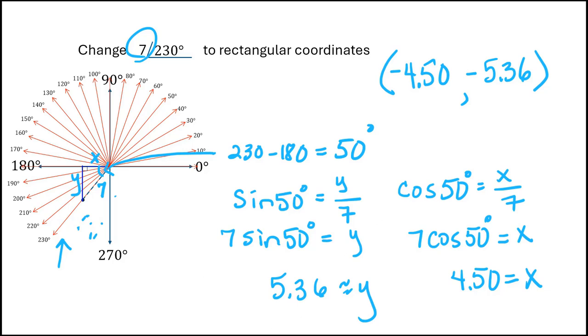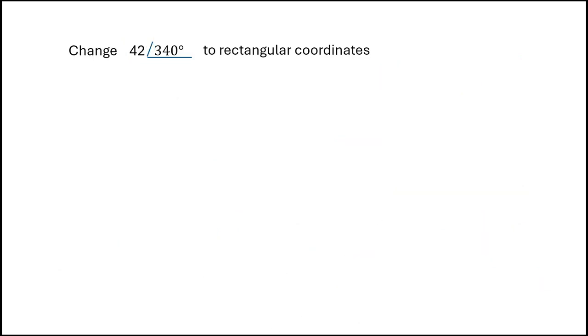So let's try another one. This one, we're going to change 42, 340 degrees to rectangular coordinates. So go ahead and stop the video and try this one yourself and see if you can figure that out.